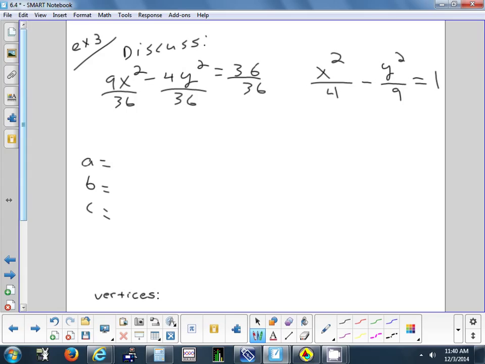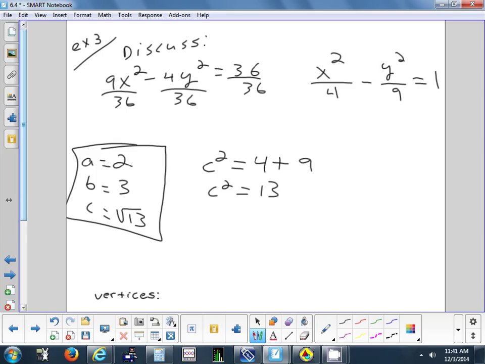Can anybody tell me what A is? 2. Yep, A is 2. How about B? 3. C? Just do a squared plus b squared. 13. So what's c? Square root of 13. To me, that's the tough part. Once you get A, B, and C, now you just go look up all your formulas.